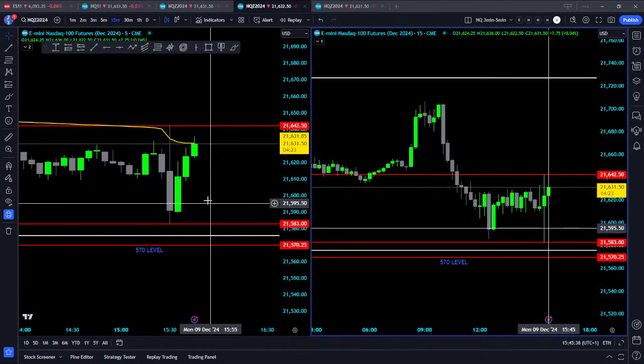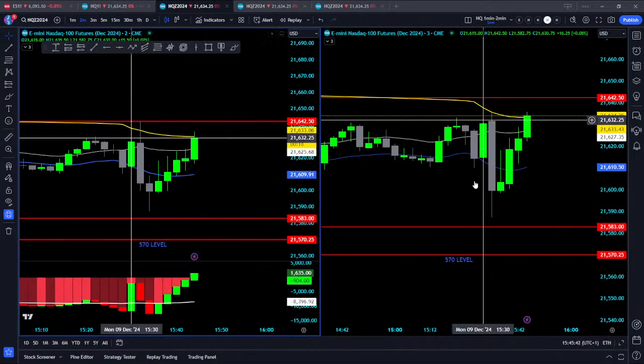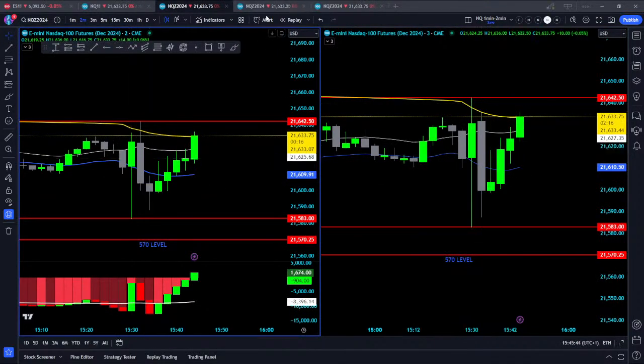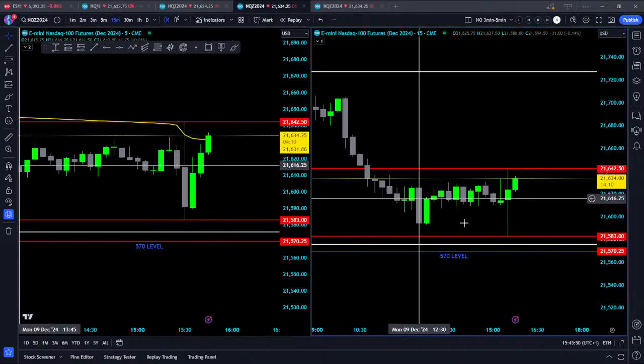Let's see the 5-minute chart. Actually, I will move to the 15-minute chart. I cannot stand to look at the 3 and 2-minute chart now because it's such a mess. I can't understand anything from it. It's a scrambled egg pretty much.